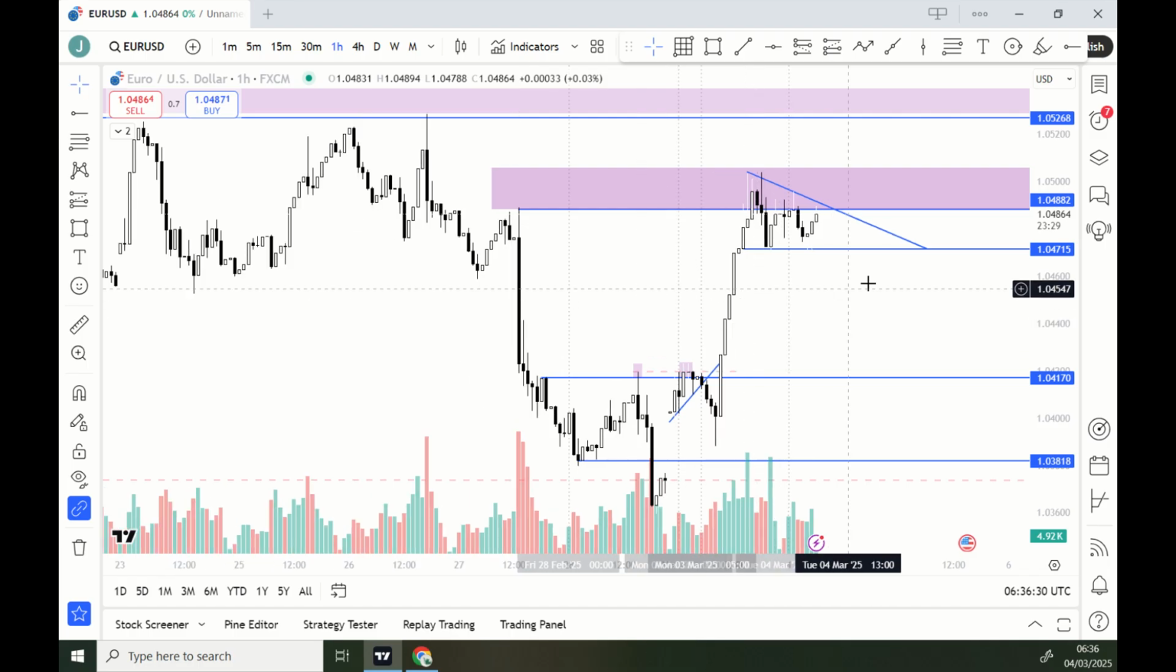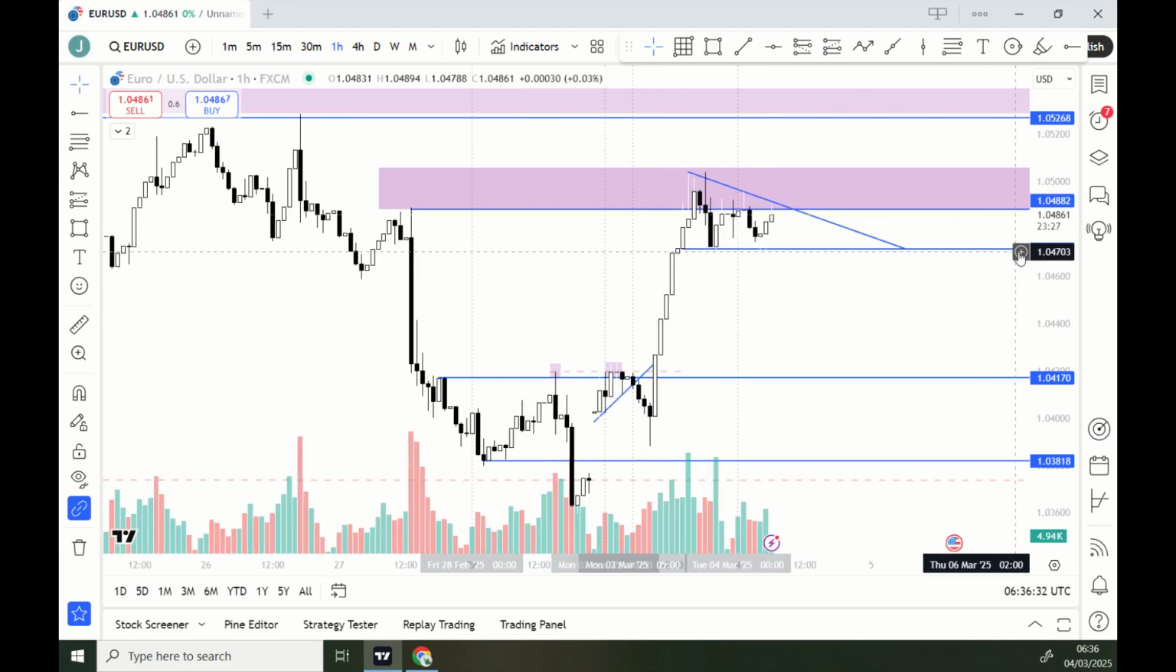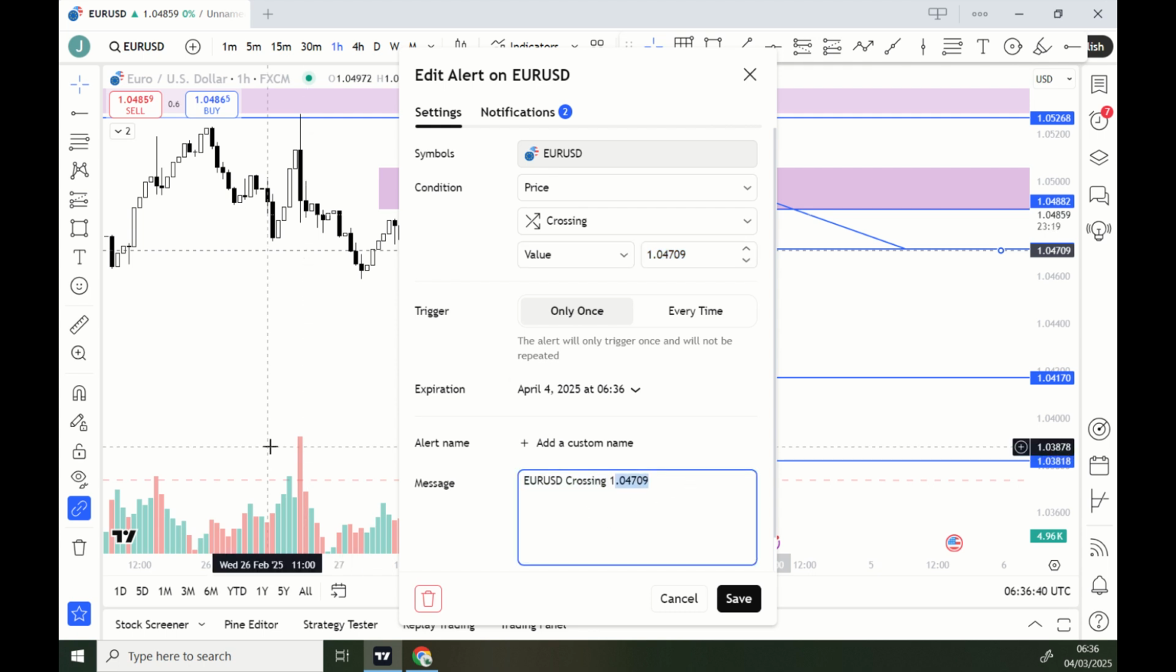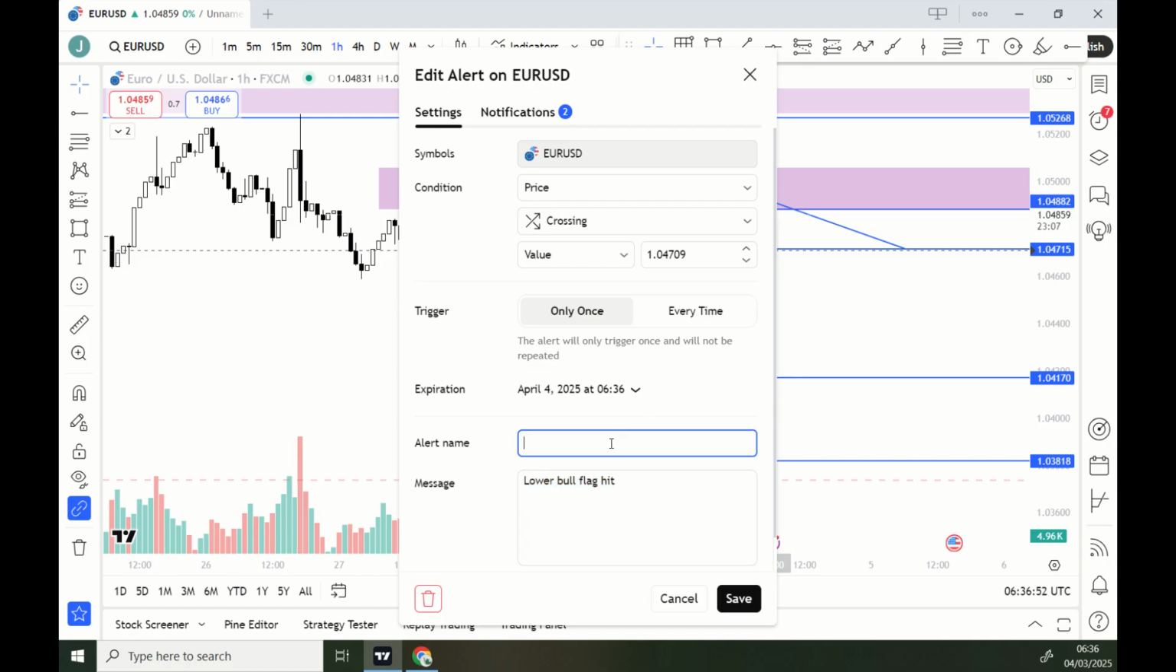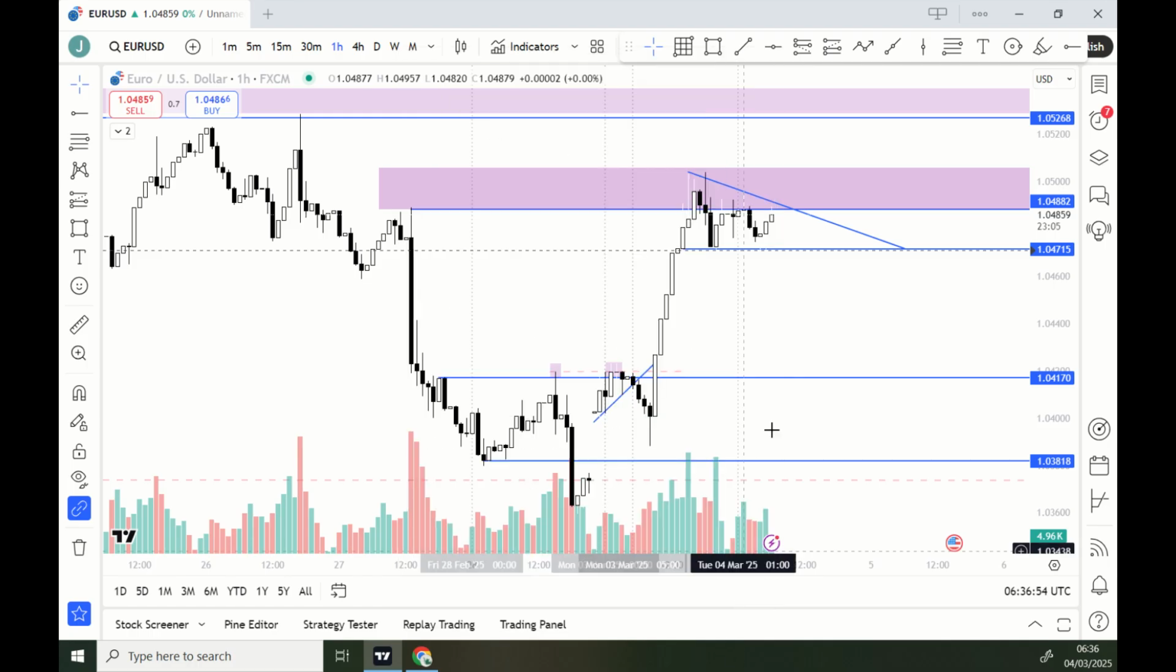So that is what I'm saying. So I will place my alert here, right here, and I would name it, let's say, a lower bull flag hit. Copy that there, and then here.